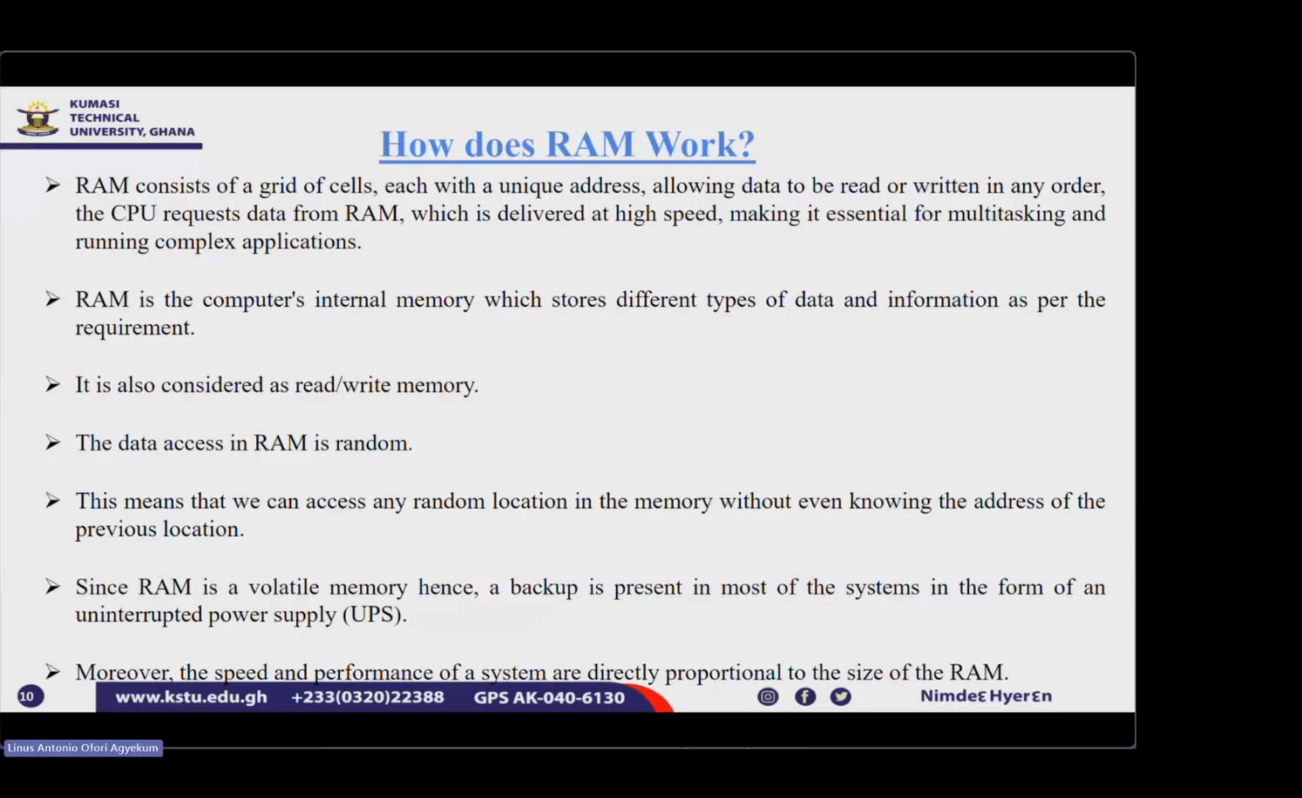And since the RAM is a volatile memory, a backup is mostly present in most systems in the form of uninterrupted power supply, to ensure that when the machine, for some reason, has to go off immediately, that uninterrupted power supply can provide some duration of power to ensure that processing is halted or is ended properly.